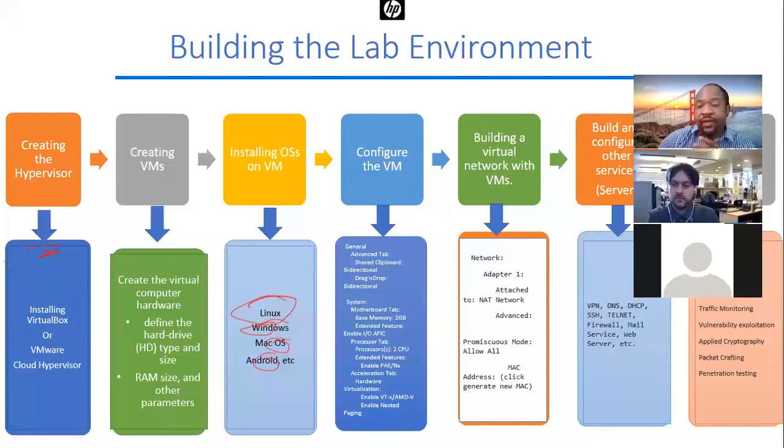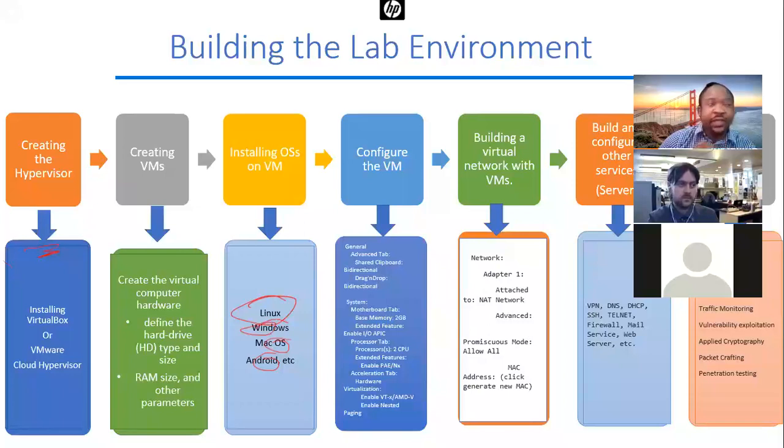Maybe if you want to allow bidirectional communication between your hardware machine and your virtual machines, you can enable input-output APC. So this is where you can set all the configuration. Building a virtual network with VMs. So again, this is where you can set the network.